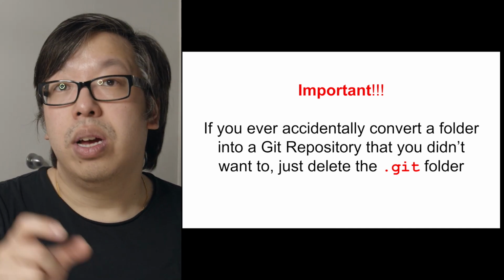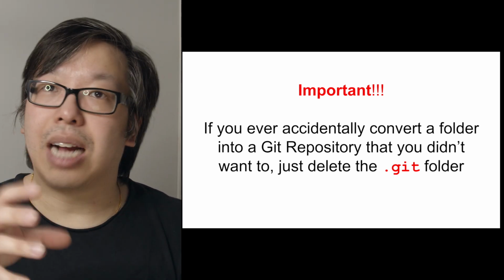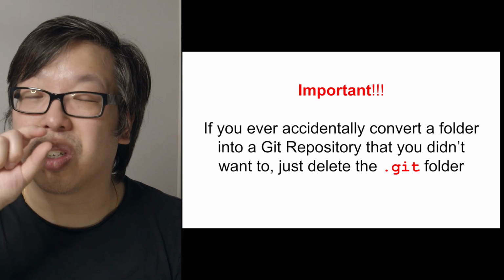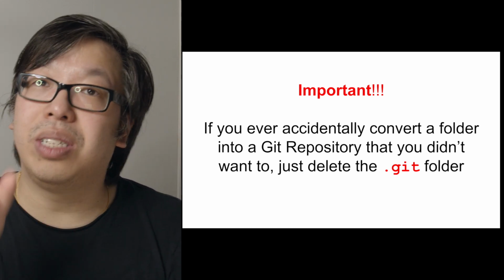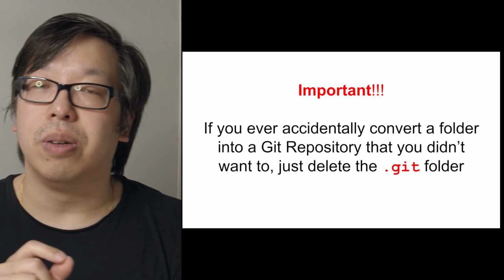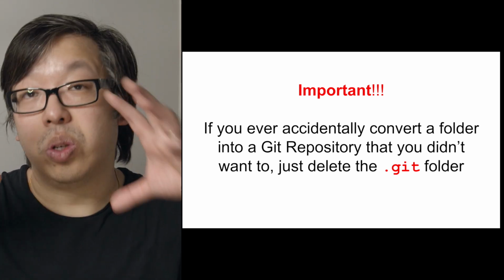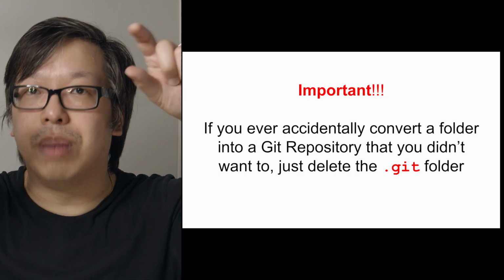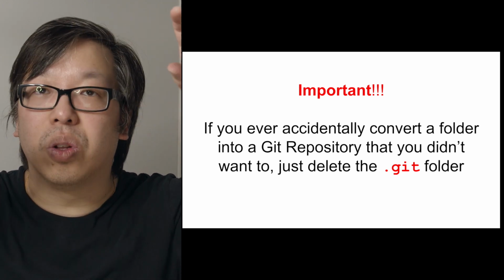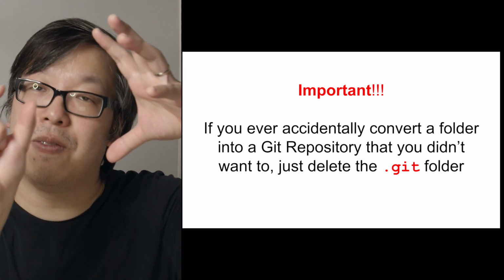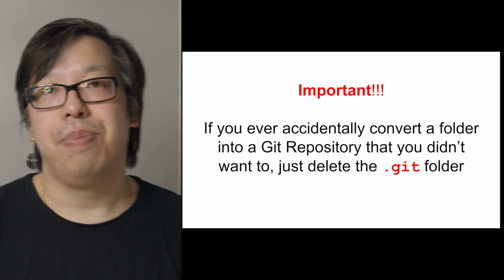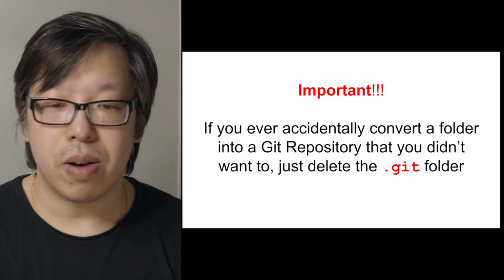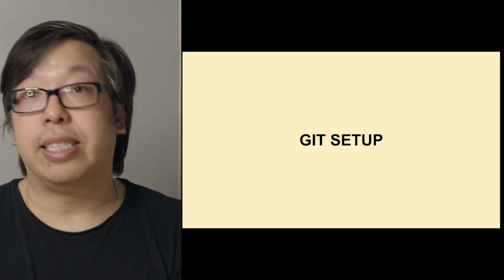All you have to do is, if you're in Windows or Mac, find a way to look at hidden files or hidden folders. There's a setting to do that. And all you have to do is delete the .git folder. So if I'm in my first website, inside that folder, if I make it a Git repository, there'll be a hidden folder called .git. All you have to do is delete that and you're back to normal.